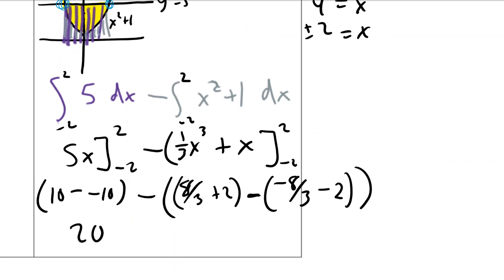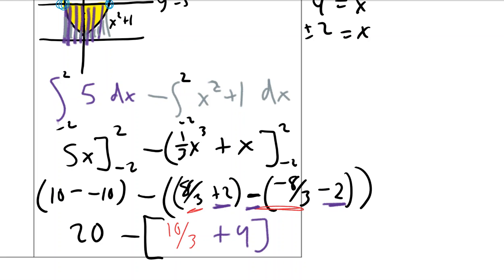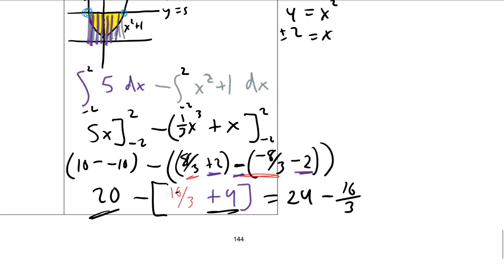So over here we get 20. Over here we have 8/3 minus negative 8/3. So 8/3 plus 8/3 would be 16/3. And we've got a 2 minus a negative 2. So 2 plus 2 would be 4. So 16 plus 4 would be 24. And then to minus 16/3, you have to get a common denominator.